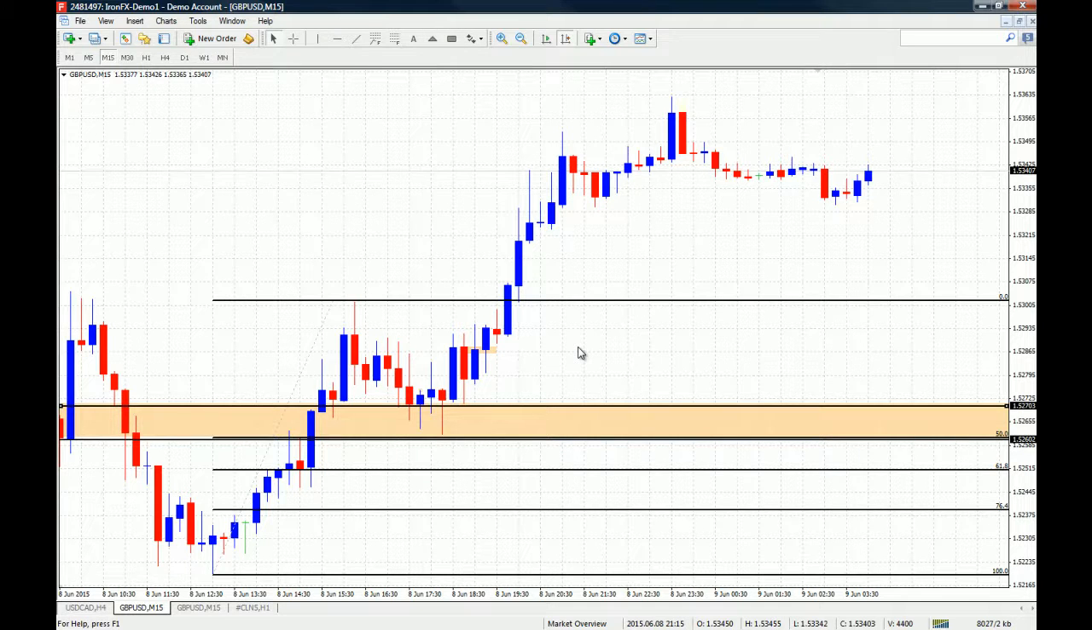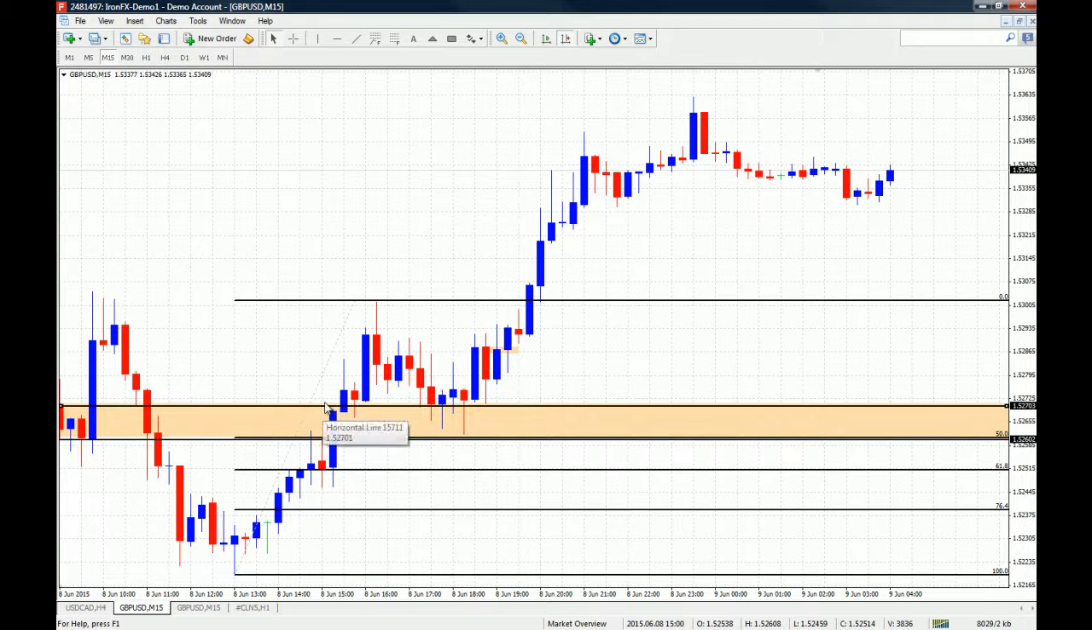So you can do this day in and day out. Just look for trending markets and just look for zones where price is likely to reverse, in confluence with Fibonacci levels.